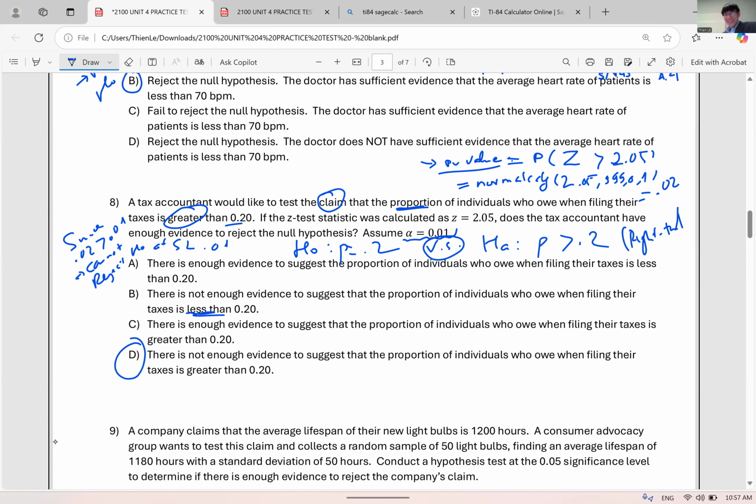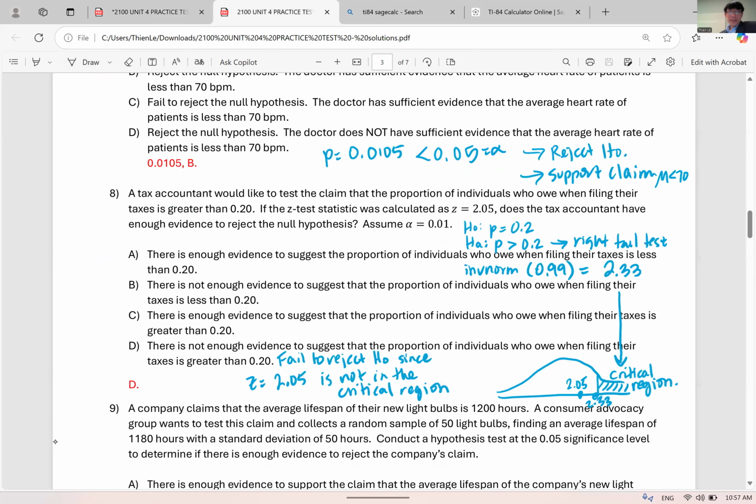When we talk about greater, there is not enough evidence to suggest the proportion of individuals who owe when filing tax is greater than 0.02, right? So A and B had nothing to do with this problem. You look at B and D because B and D say greater than. And here, in this case, we use the critical value method to work on this problem, which is another way.